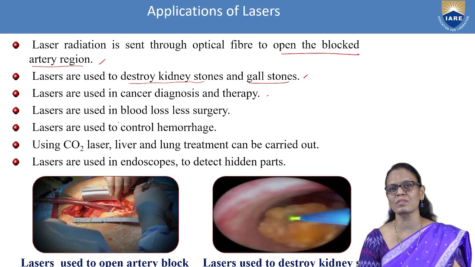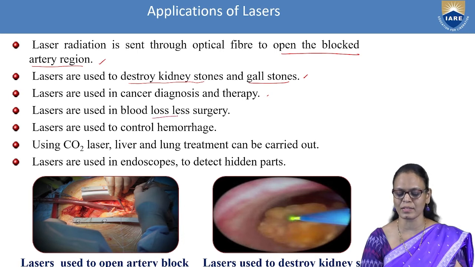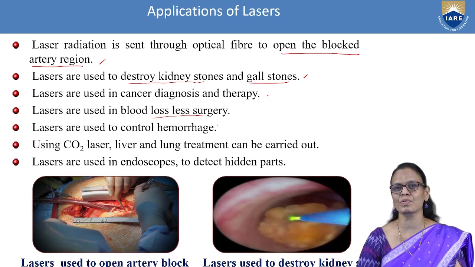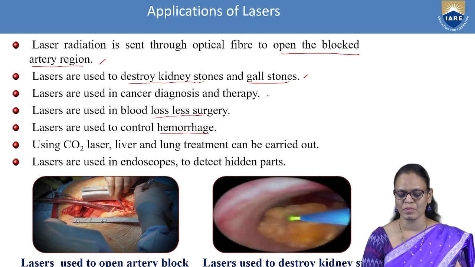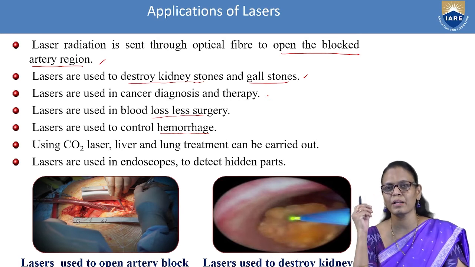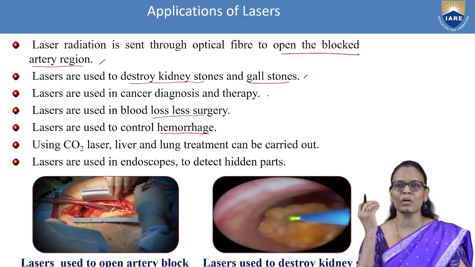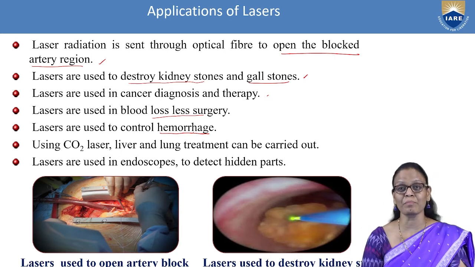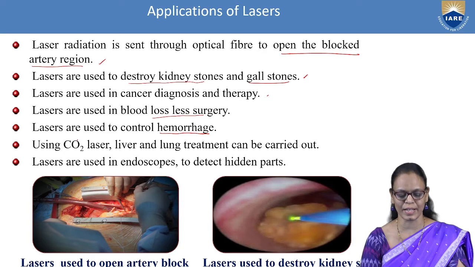Then lasers are also used in blood loss less surgery. When we are using laser, there is minimum loss of blood. So we are calling it blood loss less surgery. Then lasers are also used to control hemorrhage. Sometimes there may be damage in the brain, a hemorrhage, they say, because of any accident or something. So this can be avoided with the help of using laser.